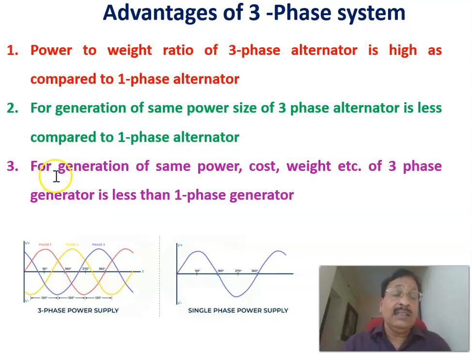Another way of explaining the same thing is that for generation of the same power, of course, the cost, weight, volume, etc. of a three-phase generator is less compared to the single-phase generator. Therefore, that's the first advantage of a three-phase system, in which the power to weight ratio of the three-phase alternator is high as compared to the single-phase alternator. That is, for a very small weight, you're getting maximum power output. The three-phase voltage has been shown here. This is the single-phase voltage.